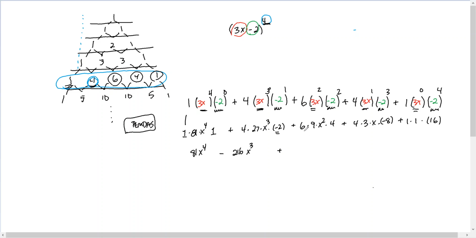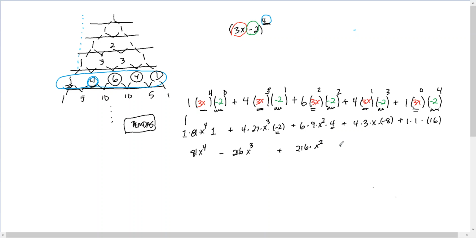Let's see, what do I have next? 6 times 9 times 4. Let's see, 6 times 9 is 54. And again, I'll do the multiply by 4 trick. I'll double it and double it. So 54 times 2 is 108. And 108 times 2 is 216.